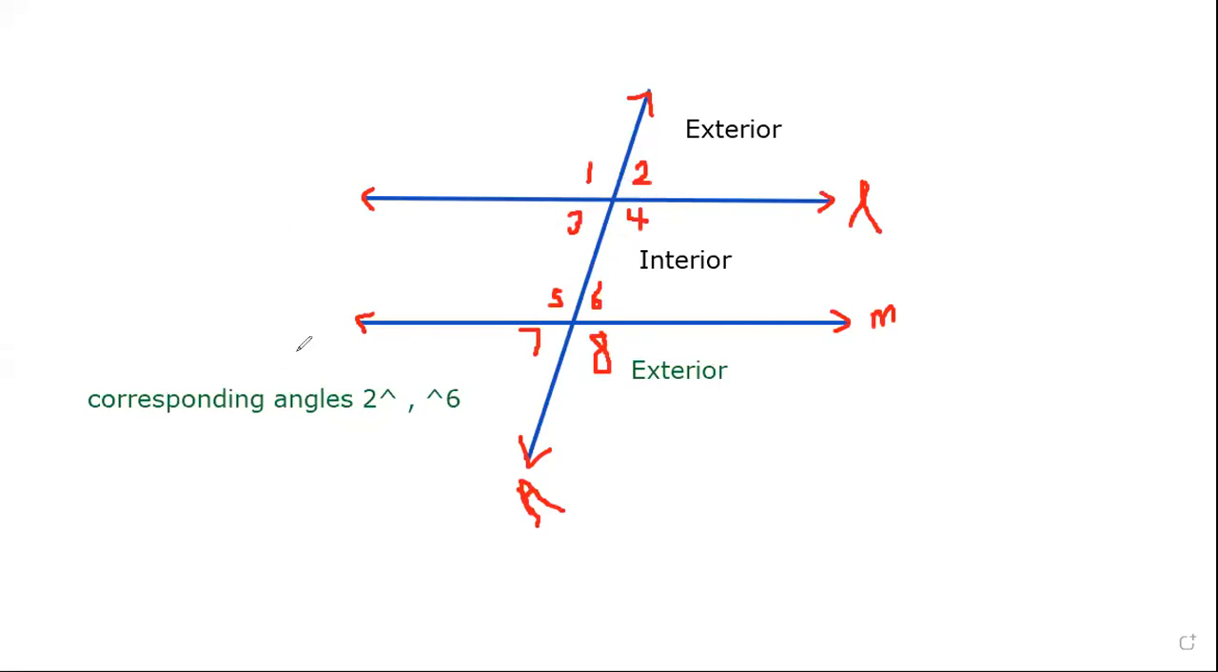Angle 4 and angle 5, angle 3 and angle 6. Okay, so we have interior angles: angle 4 and angle 5, angle 3 and angle 6. So one left and one right, one left and one right, and they are in the interior region. What about if I'm looking for the exterior angles? How will we find the exterior angles?